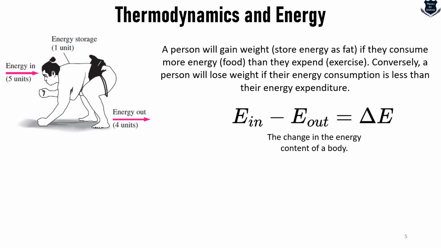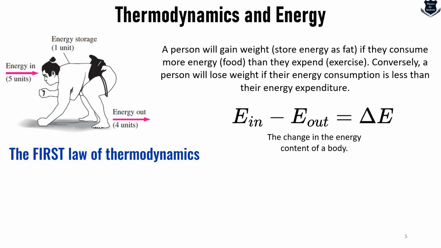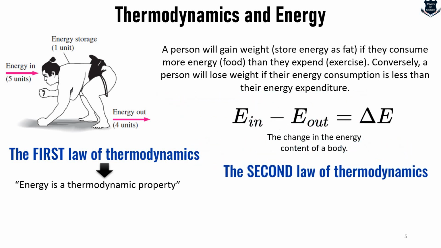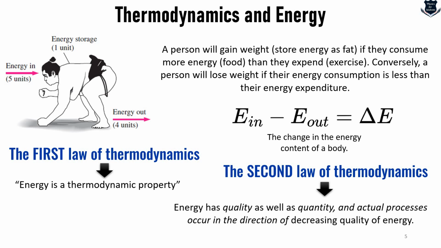This brings us to what we call the first law of thermodynamics. In simple words, it is a simple expression of the conservation of energy principle. And what it asserts is that energy is a thermodynamic property. This also brings us to the second law of thermodynamics, which asserts that energy has quality as well as quantity, and actual processes occur in the direction of decreasing quality of energy. So this brings us to the two laws of thermodynamics, first and second.